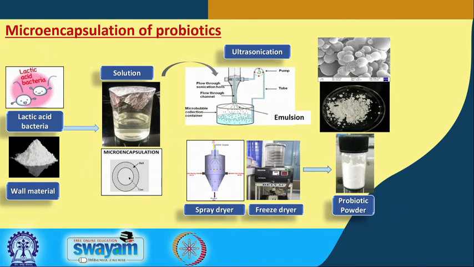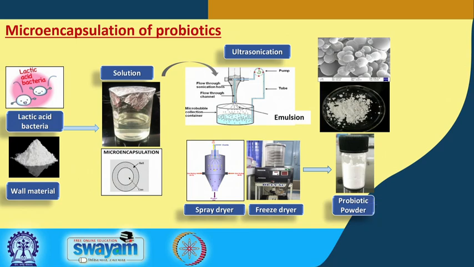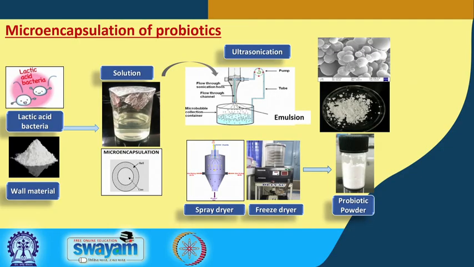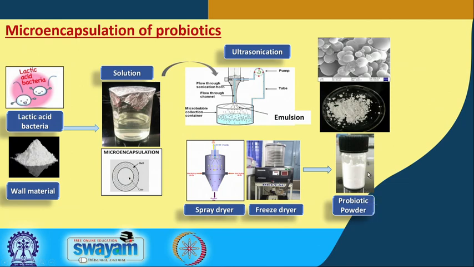So, lactic acid bacteria are mixed with suitable wall materials. The sources of the wall materials may be carbohydrate sources such as maltodextrin, or some protein sources, and then in a similar manner an aqueous medium is used for their emulsification. These emulsions are finally dried, and again we have tried two methods, one spray drying and another freeze drying, and you can see the freeze dried probiotic powder here in this picture.